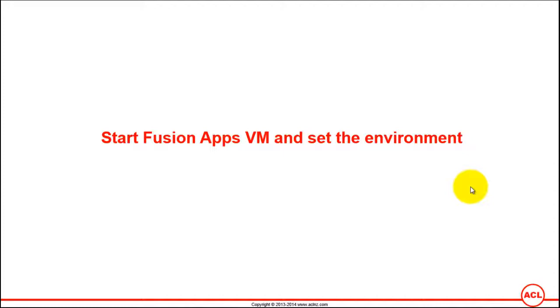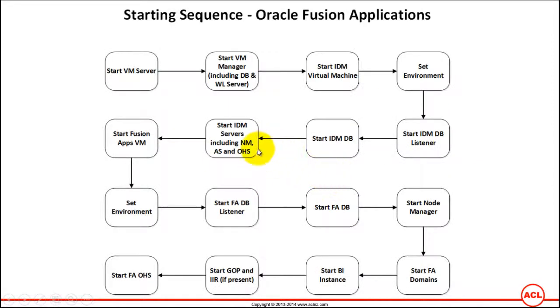Start Fusion Applications virtual machine and set up the environment. So we have just completed the starting procedure for starting the IDM server. So now it's time to start the Fusion Applications virtual machine and associated servers. So let's go back to the sequence. So we have completed the sequence until this step, and now we are at starting the Fusion Apps VM.